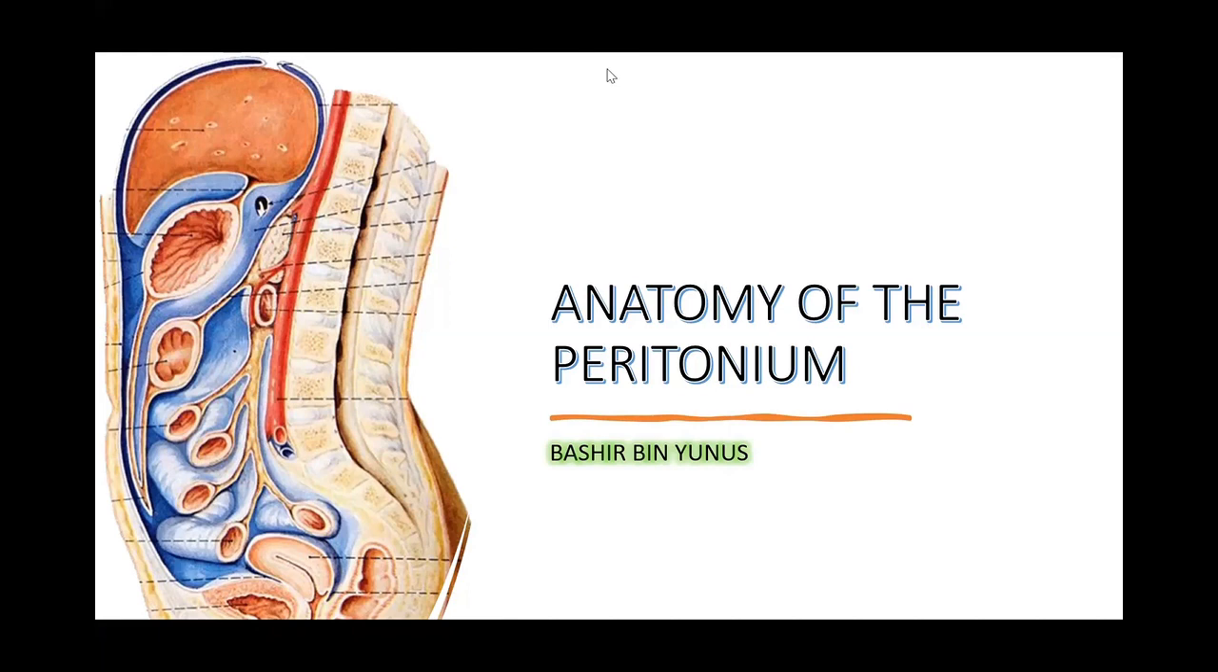important organs which are being lubricated by fluid that is secreted by the serous surface of this peritoneal lining. And of course, this fluid, when it exceeds a certain level, indicates presence of pathology, as we know when it becomes much.